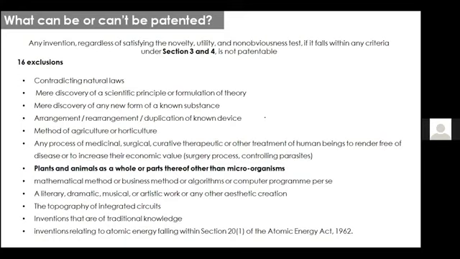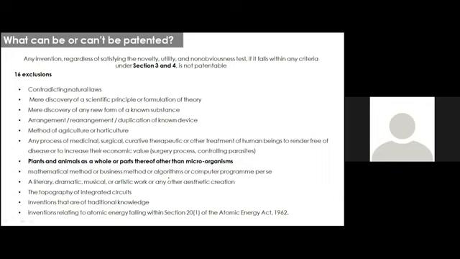However, among all the exclusion points, one important point related to this particular webinar is plant and animal as a whole or part thereof other than microorganism. So this exclusion means that plants and animals as a whole or part cannot be patented. However, there are seeds or other parts which can be patented, and also the microorganism can be patented. So we will see in more detail what this microorganism is and how it can be patented.